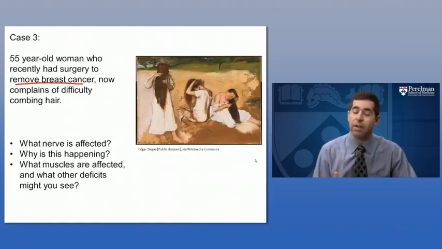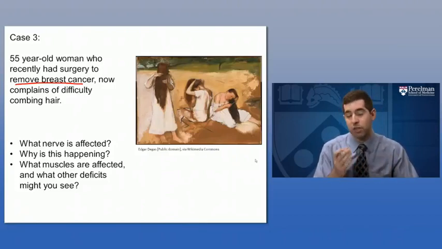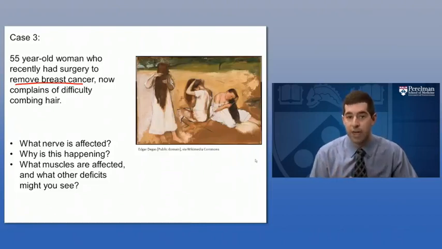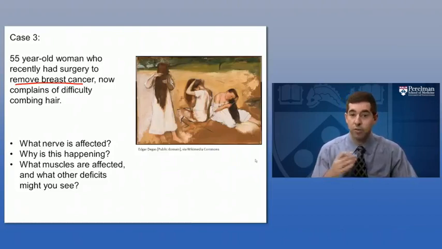being removed. And in fact, if they had a radical mastectomy where they had dissection of the lymph nodes that lie in the axilla, essentially removing any lymph nodes, trying to find any cancer that lies within those lymph nodes, then this may be a patient who had nerves in the axilla get affected. And here, if we're talking about difficulty combing the hair, we may ask the patient to give us a little bit more of a description of what the difficulty is here.